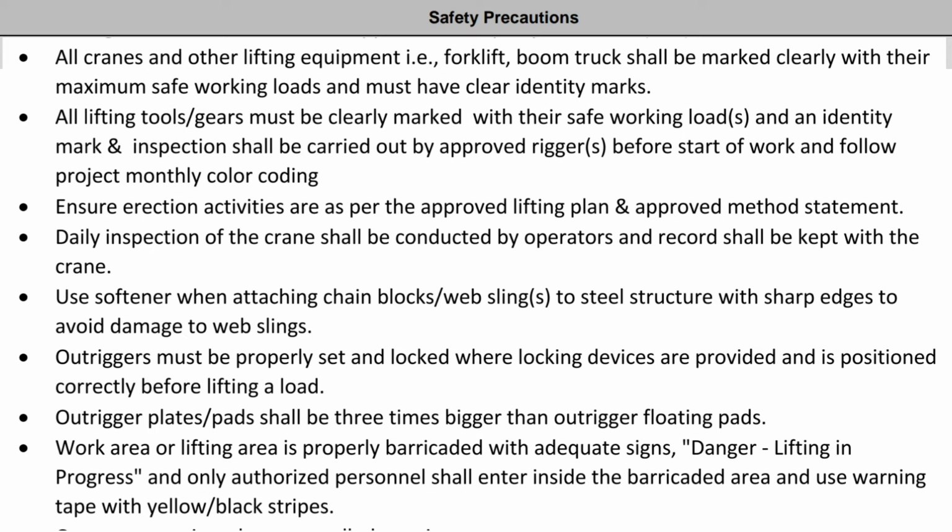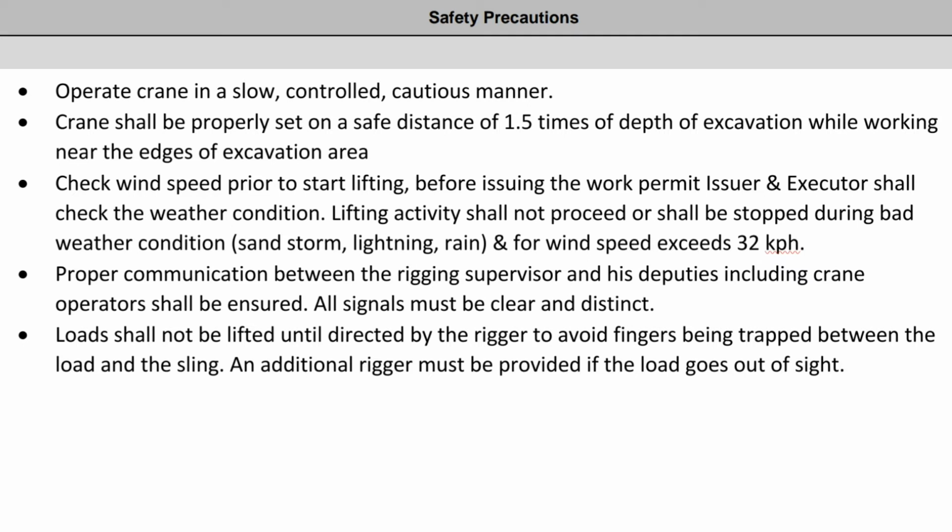Outriggers must be properly set and locked where locking devices are provided, and positioned correctly before lifting a load. Outrigger plates, pads shall be 3 times bigger than outrigger floating pads. Work area or lifting area is properly barricaded with adequate signs: danger, lifting in progress. Only authorized personnel shall enter inside the barricaded area, and use warning tape with yellow, black stripes. Operate the crane in a slow, controlled, cautious manner.